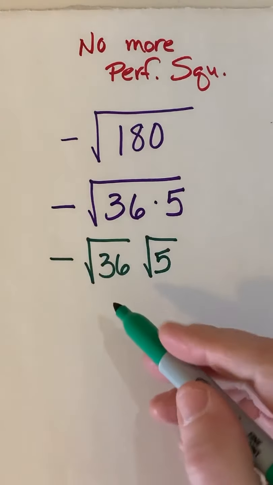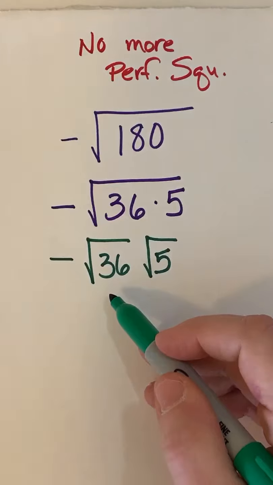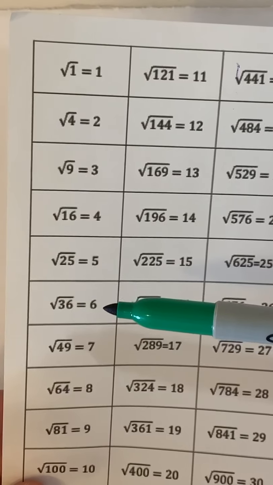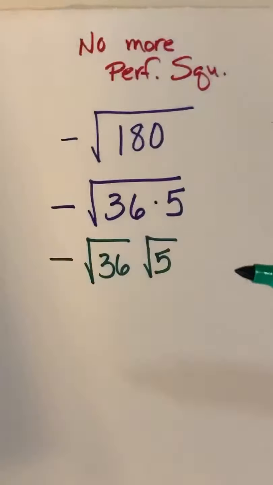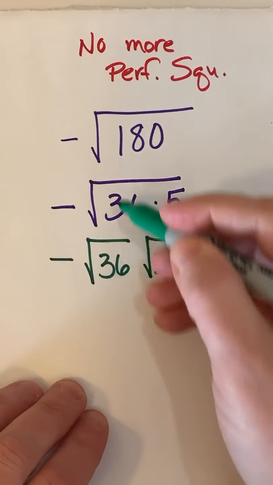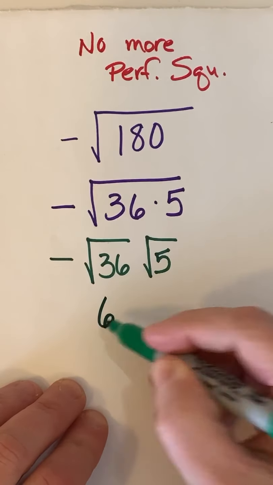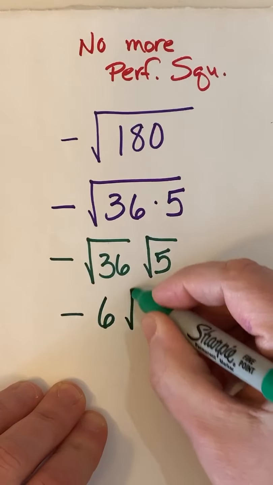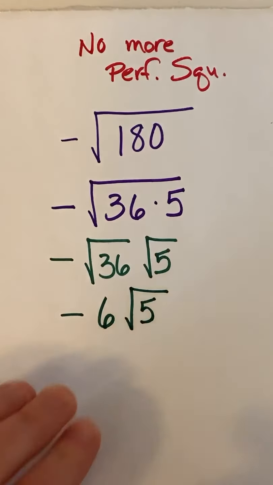So let's take the square root of 36. Using my calculator or my perfect square sheet, I can see that the square root of 36 is 6. Once I've taken the square root of it, the 6 goes outside the house for fresh air. Bring down the negative, bring down the square root of 5.